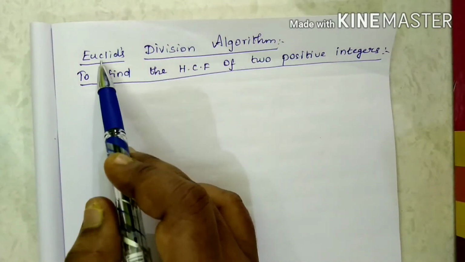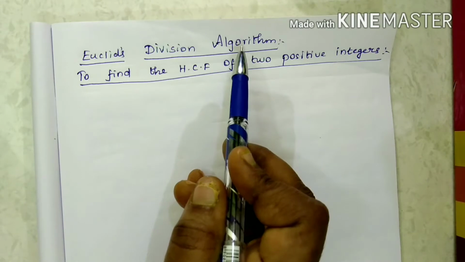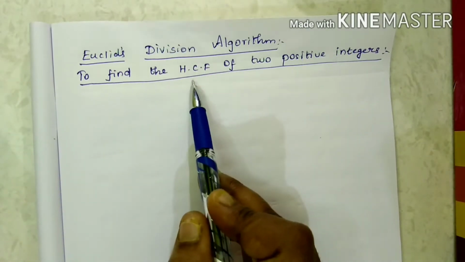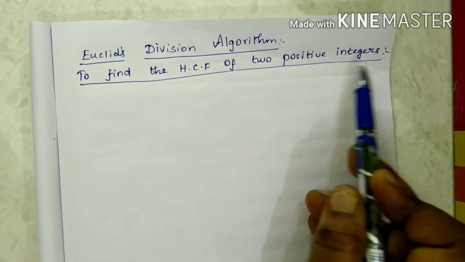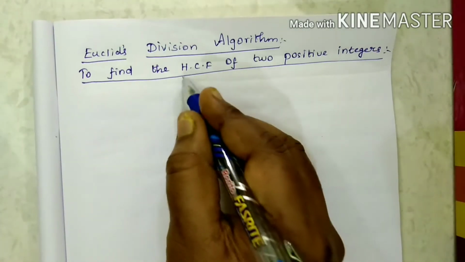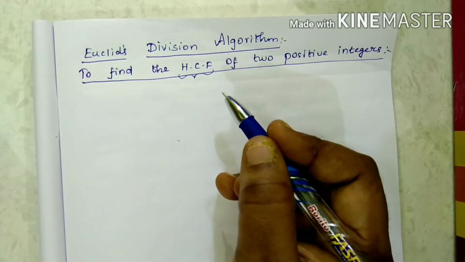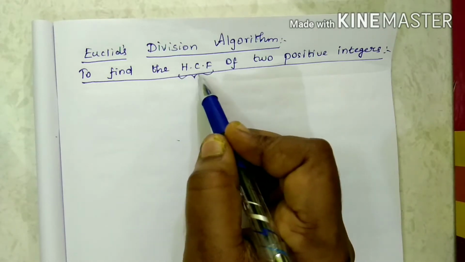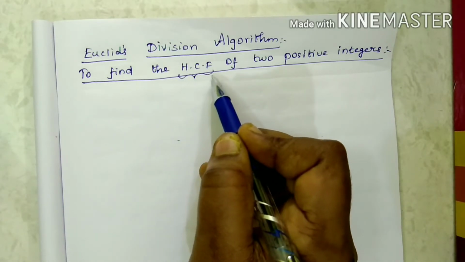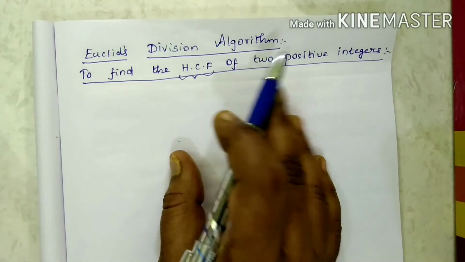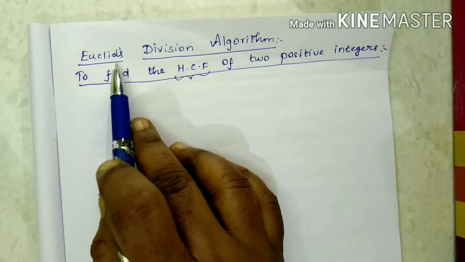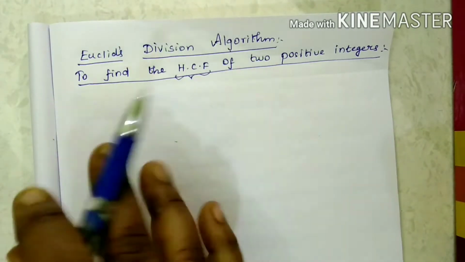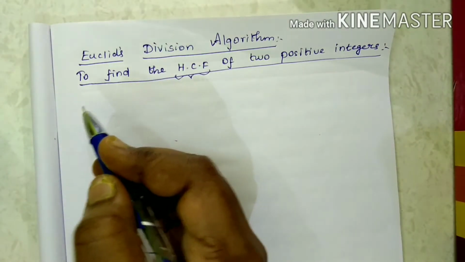So this Euclid's division algorithm is used to find the HCF of any two given positive integers. HCF means highest common factor between any two positive integers. We can find the HCF, that is highest common factor between any two given positive integers, by using this Euclid's division algorithm. We can proceed with it now.